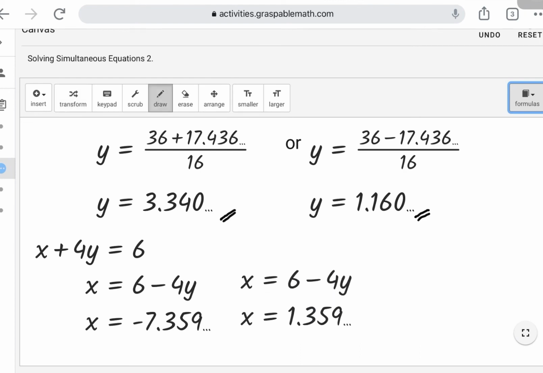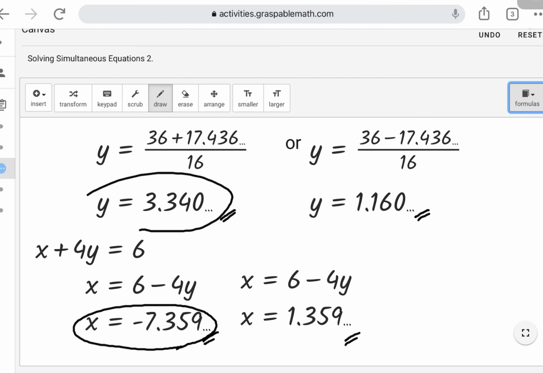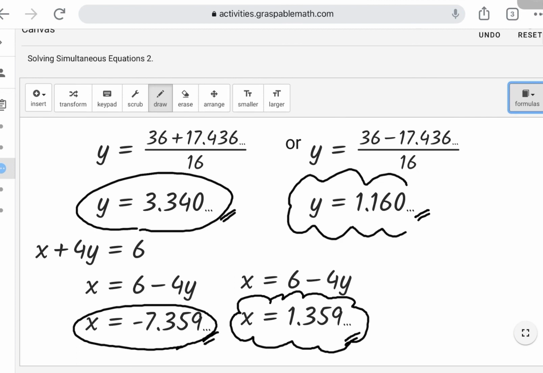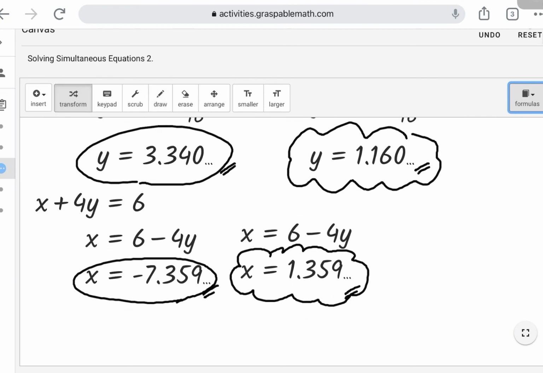Now, how to write down your final answer? Yeah, write down the set of solutions and write the two pairs of x comma y. Yeah, I round off to 3 significant figures only for my final answer.